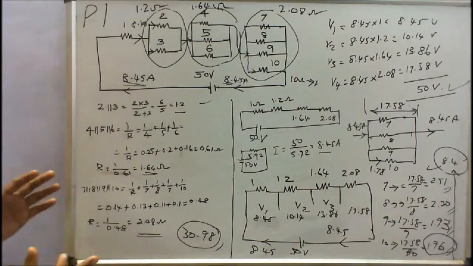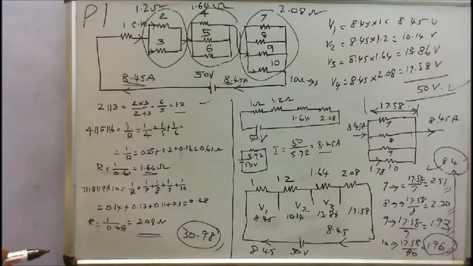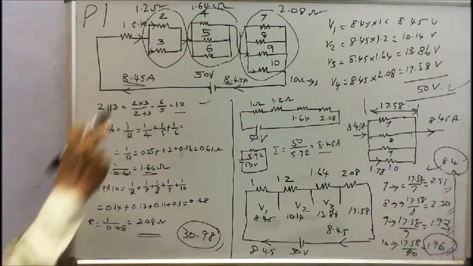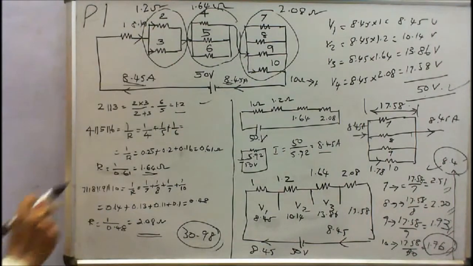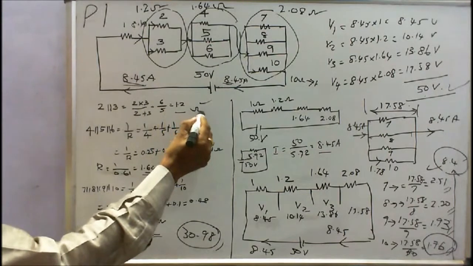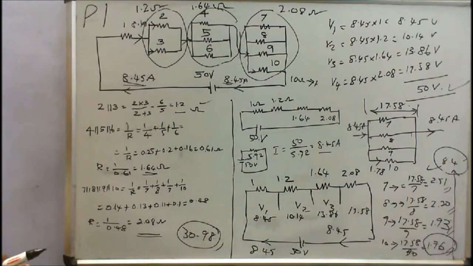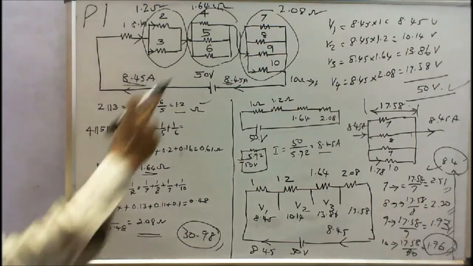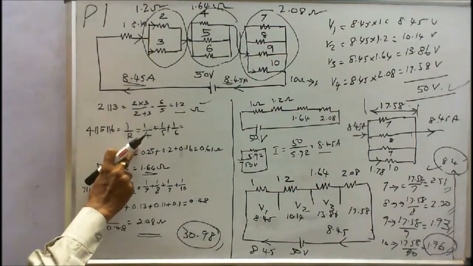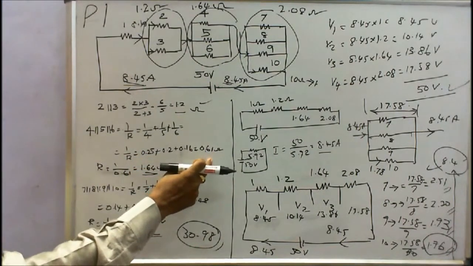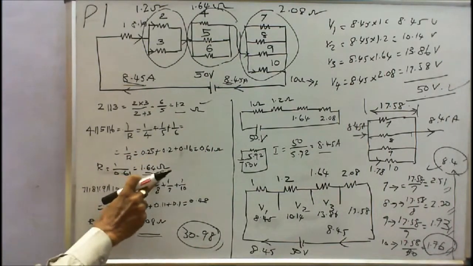First I have to reduce the circuit, then only I can easily compute the total resistance. These 2 and 3 are in parallel, therefore the total resistance is 1.2 ohms. I have mentioned it. And for 4, 5, 6, 1 by R is equal to 1 by 4 plus 1 by 5 plus 1 by 6, that is 0.61, therefore R is equal to 1.64.